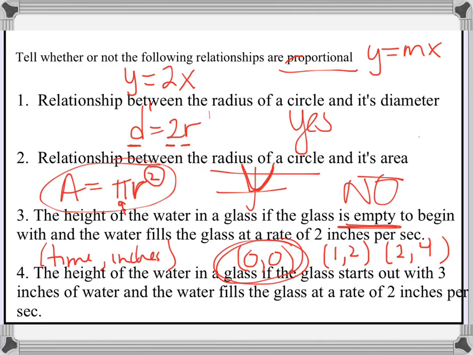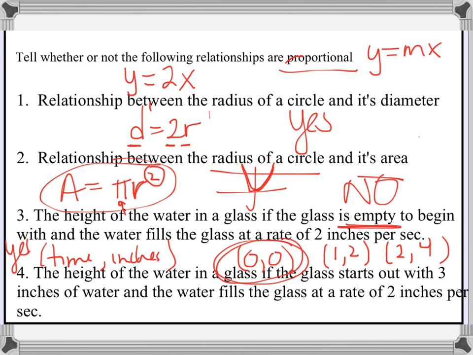And the relationship between your x and y variable is always constant. The y is always 2 times the amount of seconds. So the number of inches in the glass is always twice the amount of seconds that they've been pouring. So the answer to number 3 is yes, it's a proportional relationship.